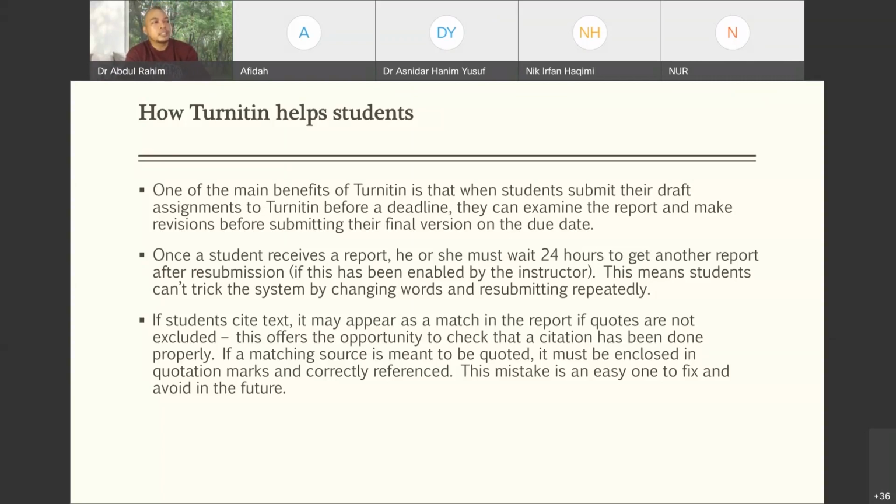Okay, if this has been enabled by submitting repeatedly. So basically, this is a common practice when we detect a high similarity content. Okay, the student can redo, revise what are the texts that found higher similarity, so they can rechange the words and so on. Then they can upload back until you get the lowest percentage that you are satisfied with.